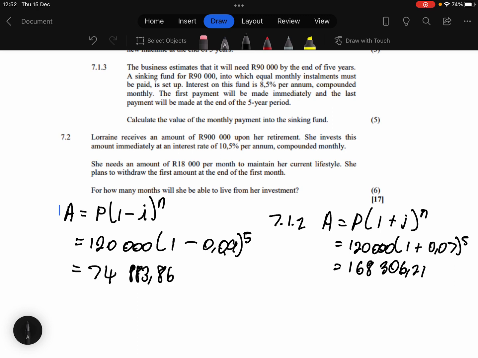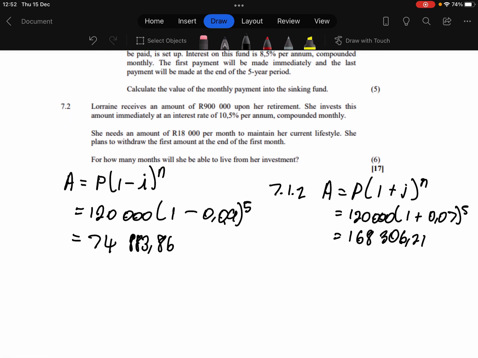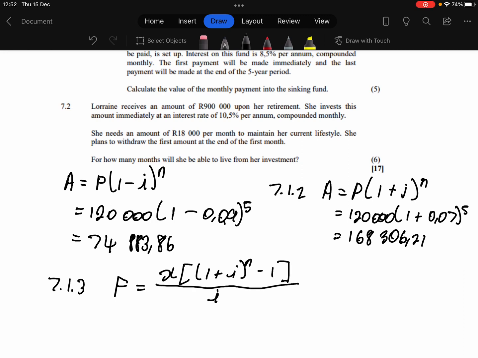Nonetheless, we're going to write out our future value formula. Future value is equal to x into (1 + i)^n - 1, all over i. From here we can just substitute our values in. We are looking for the value of the monthly payments, so in the formula we are looking for the value of x. We know that the value of F is 90,000. That's the value of the sinking fund. x stays x.